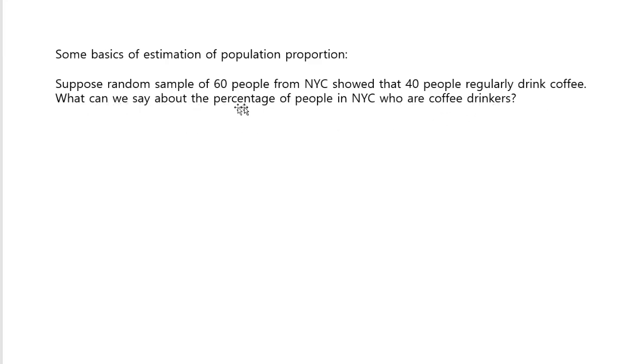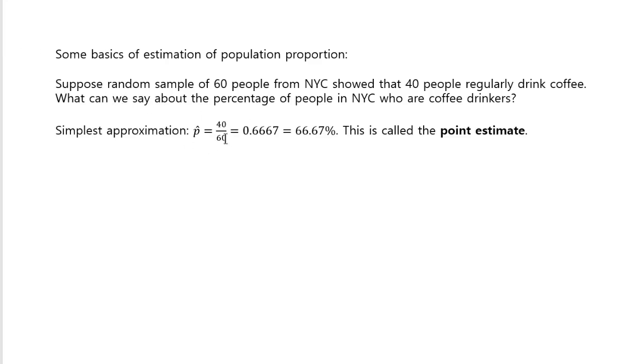And the naive way of answering this would be to just say, oh, well, 40 out of 60 people drank coffee, so about 67% drink coffee. And this would be called a point estimate because that's the best you can do. You only have 40 people out of 60, so what can you do? You just take that proportion and report it as 67%.